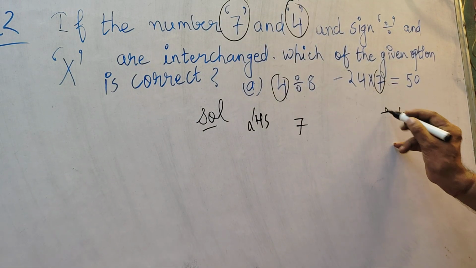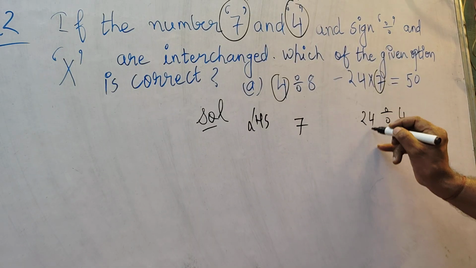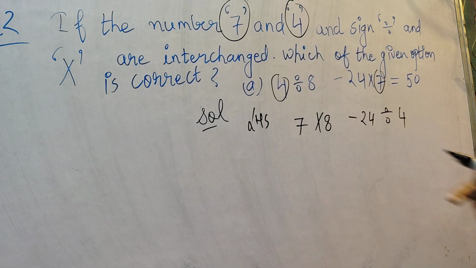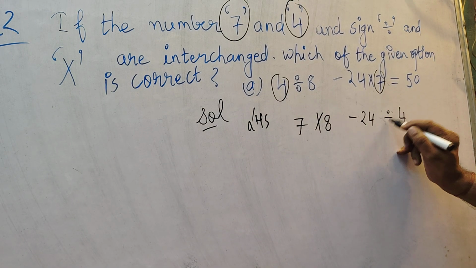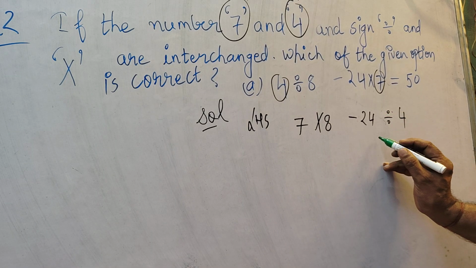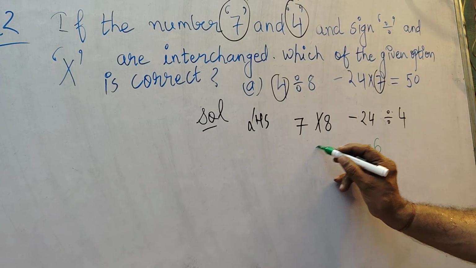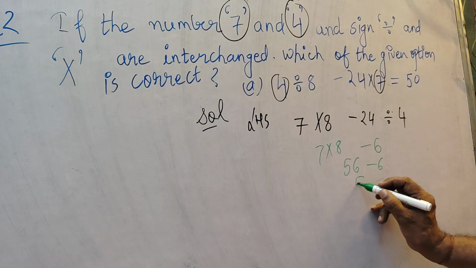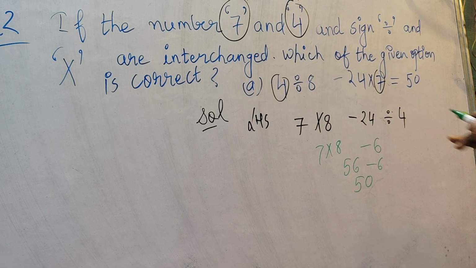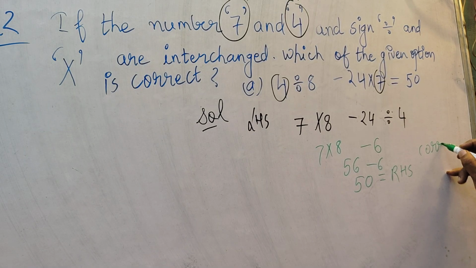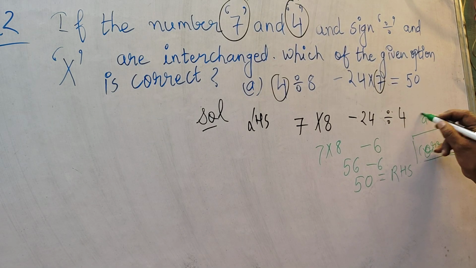So there is multiply, it is replaced with divide sign, and here is divide, it is replaced with multiply sign, and there is no change in the other sign. Now divide we use first, so it gives us 24 divided by 4 is 6, and 7 multiplied by 8 is 56. 56 minus 6 is 50 and is equal to the right hand side. So this option is correct. The correct option is asked in the question, so we can say A option is correct. The answer is A option therefore.